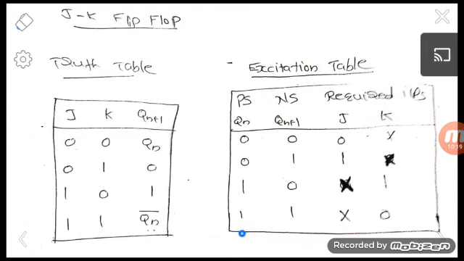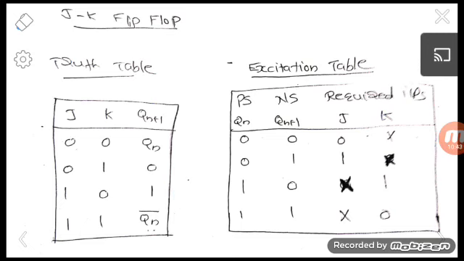Okay, so it is a no change condition, so we can take the first condition when j is 0, k is equal to 0, no change will be there. And also we can take the third condition, that is when j is 1, k is 0, we know that output will always be 1. Okay, here output is 1, so we can take this condition also. So first and third we can take.